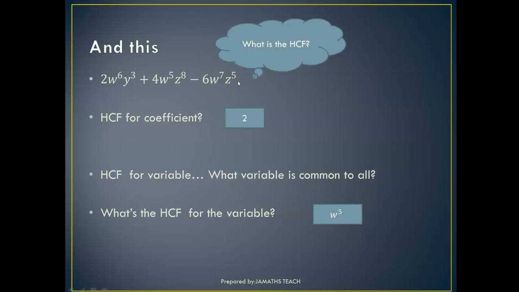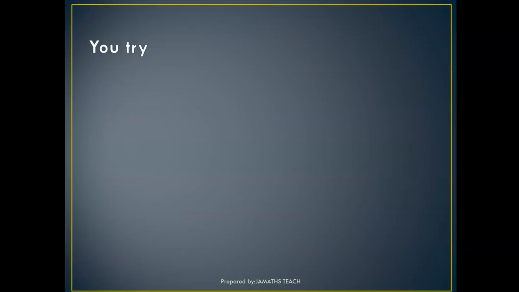And what's the HCF for that variable? Of course, we choose the W with the lowest power. So we have W to the 6th, W to the 5th, W to the 7th. So our HCF for the variable would be W to the 5th. And of course, we combine the two of them to get our HCF. So our HCF would be 2w to the 5th power.